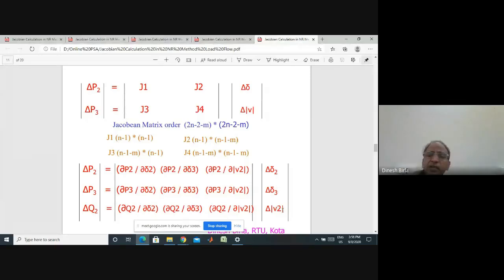That means our purpose is to find the unknowns on the extreme right of this matrix. Okay, you are getting me? All the parameters P2, P3, Q2 are known, and the Jacobian elements will be known because we have certain calculations involved, and this calculation I shall explain some in this class and some in the next classes. So the only unknowns in this are delta del 2, delta del 3, and delta V2 on the extreme right side.